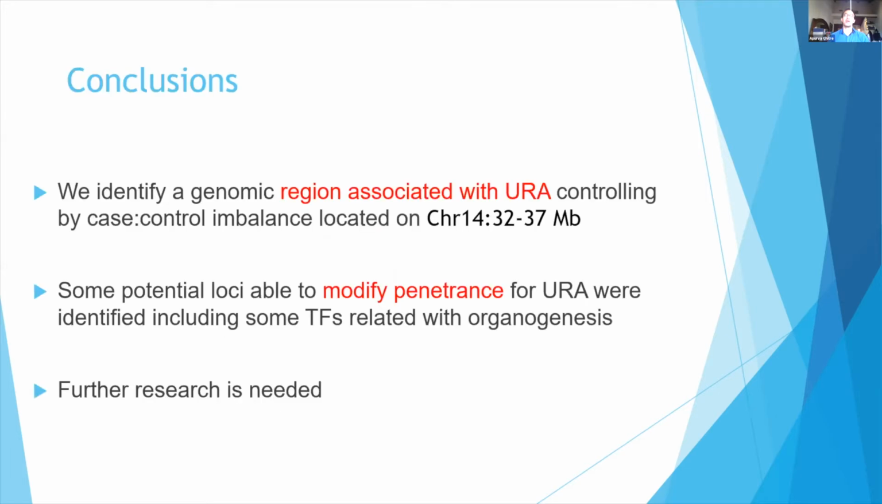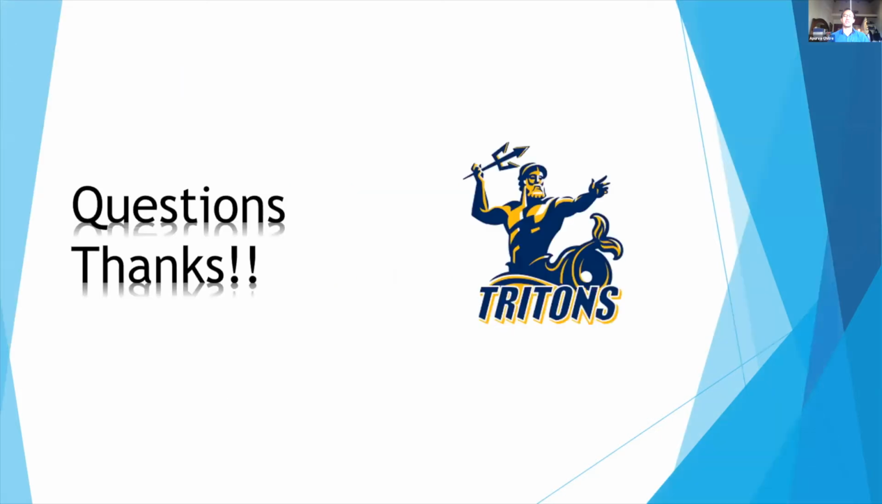Conclusions: we identified a region associated with URA, controlling for case-control balance, and we were able to identify some potential loci able to modify penetrance for URA. And further research is needed.